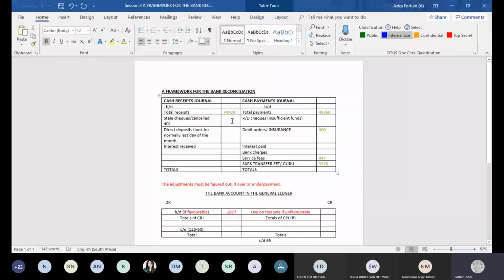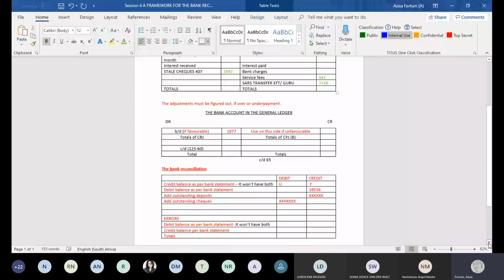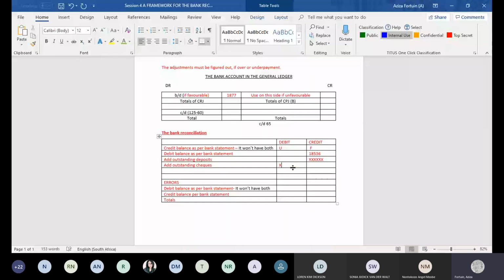And that is 407. Okay. And that is for 1042. So the rest, they must still be presented for payment, so they are not stale as yet. So we did say our outstanding checks, we are going to debit, and we're going to put it under our debit column. Okay. And that is 1571.